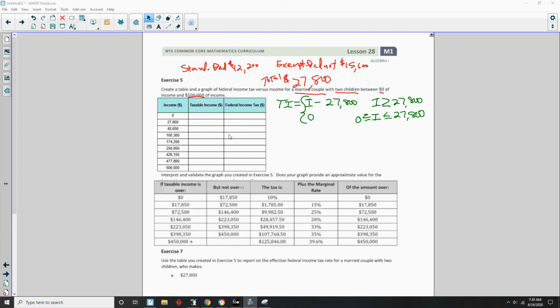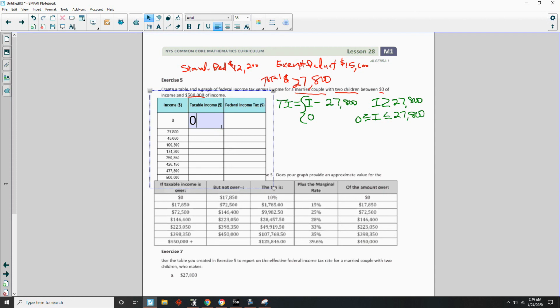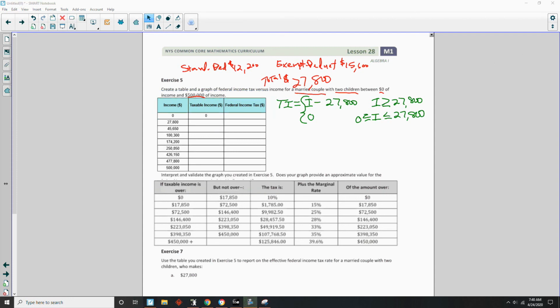Okay, so we have a lot of stuff going on here. I have given you some values here. We'll use these. So the income is going to be $0, $27,800, all the way up to $500,000. We're going to calculate their taxable income. Okay, so for the first one, their income is 0, so their taxable income is going to be $0. Okay, fix the font there, so the taxable income is going to be $0. 27,800 minus 27,800 is 0 as well, so this is going to be 0. And now what we need to do here is just subtract 27,800 from this income.